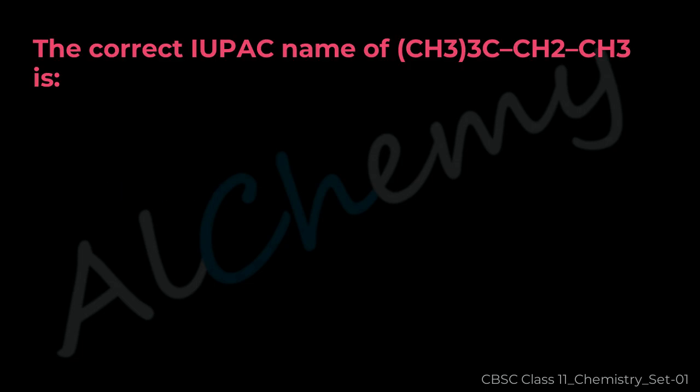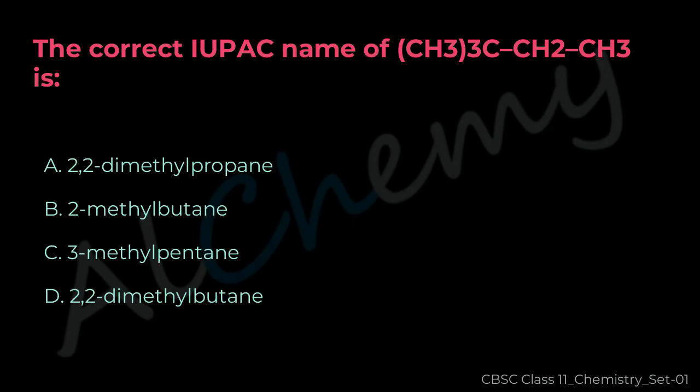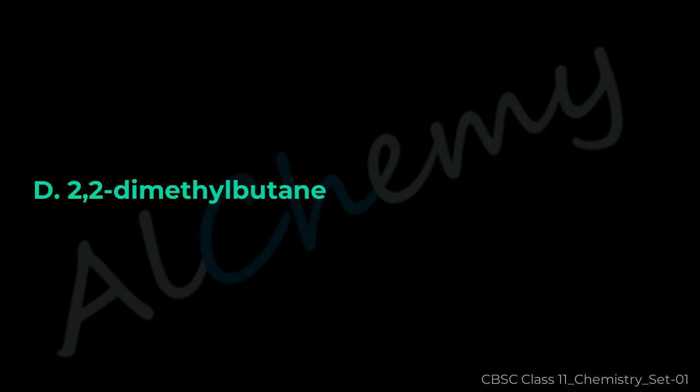Geometrical. Question 20. The correct IUPAC name of (CH3)3CCH2CH3 is A. 2,2-dimethylpropane, B. 2-methylbutane, C. 3-methylpentane, D. 2,2-dimethylbutane. The correct answer is D.